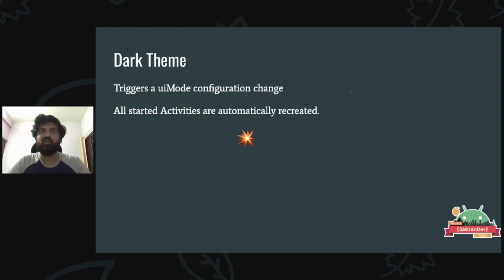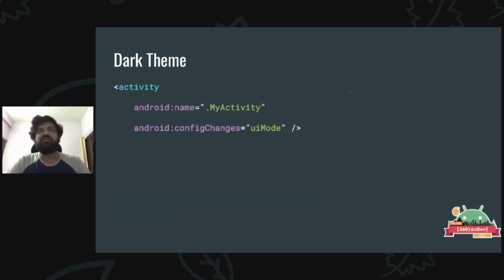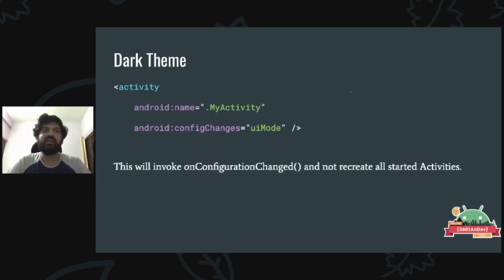But what if you don't really want to do that? You can mention the config changes as uiMode in your app's manifest. And what this will do is it will invoke onConfigurationChanged in your activity instead of recreating the activities. Now, this shouldn't be used as a way of escaping state restoration and handling cases. It was rather designed to allow you the flexibility of handling extra cases that you might want to do while toggling themes. But it's like a temporary hack.